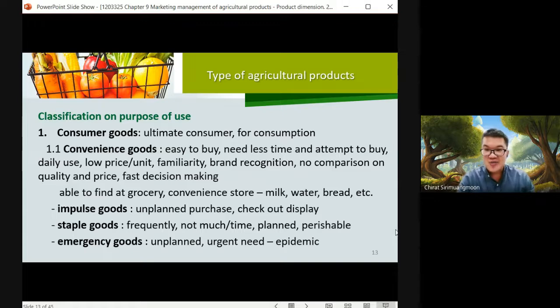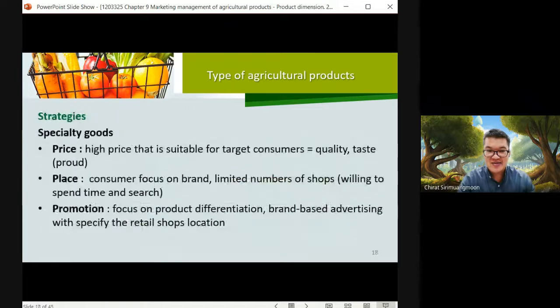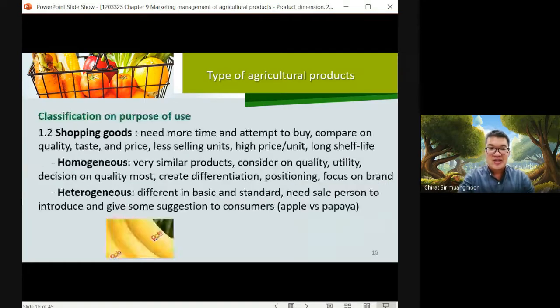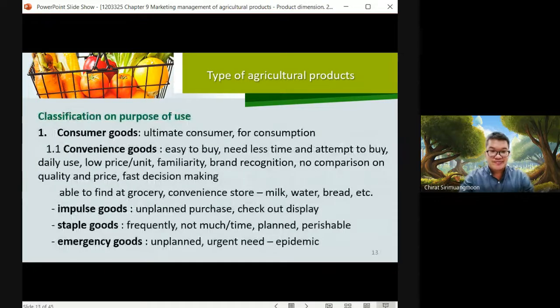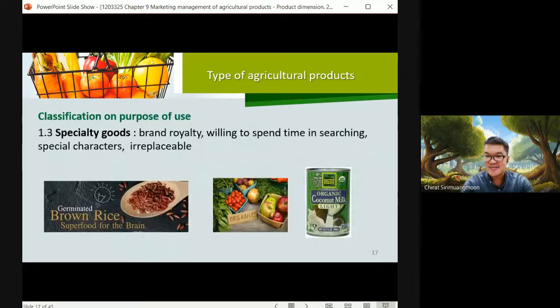Before that, to be clear, we have consumer goods and we also have industrial goods. So make sure of this topic first. Consumer goods are products for the final user, but industrial goods are for processing or other operations. For consumer goods, we have three types: convenience goods, shopping goods, and specialty goods. So let's have the big picture like this first.